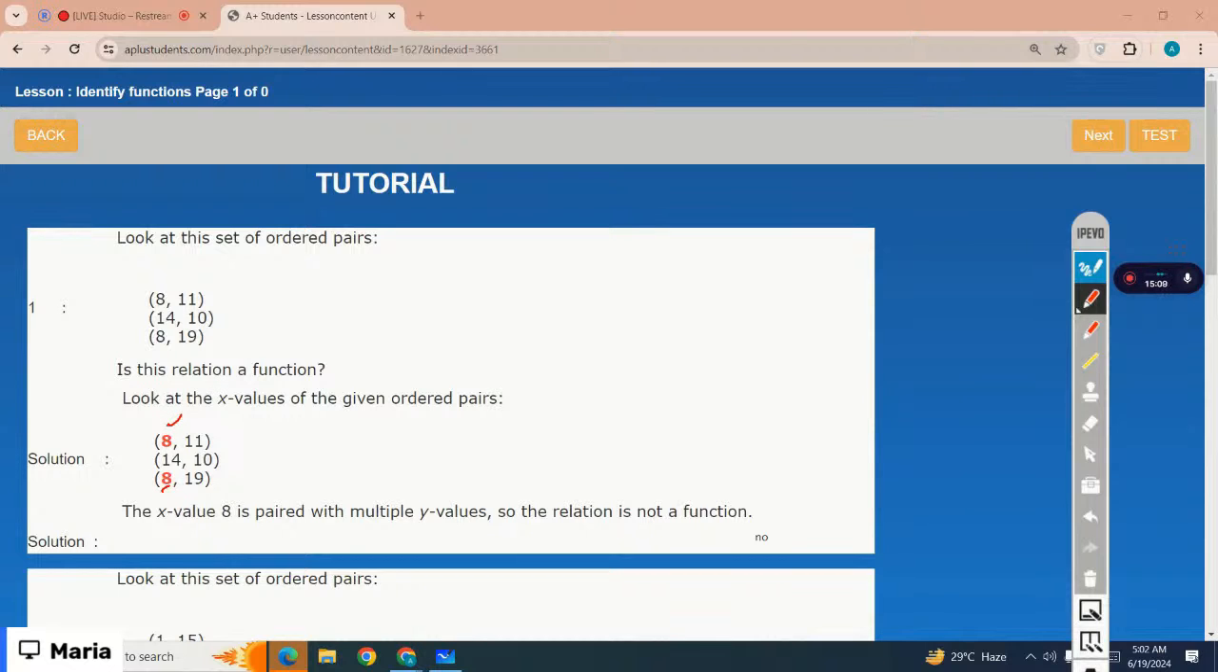The x value 8 is paired with multiple y values. You have one-to-one correspondence. One x value corresponds to one y value, right? So the relation is not a function. Got it?